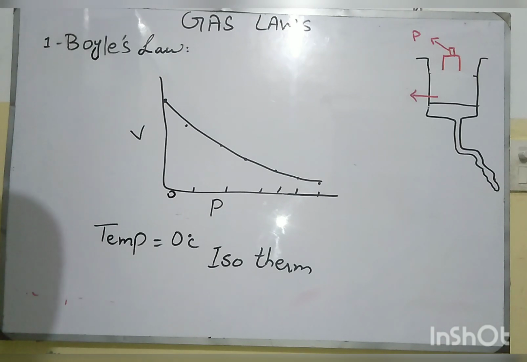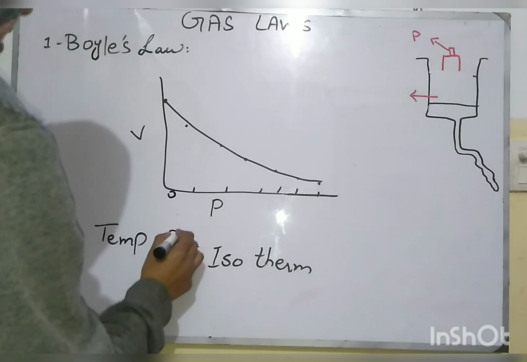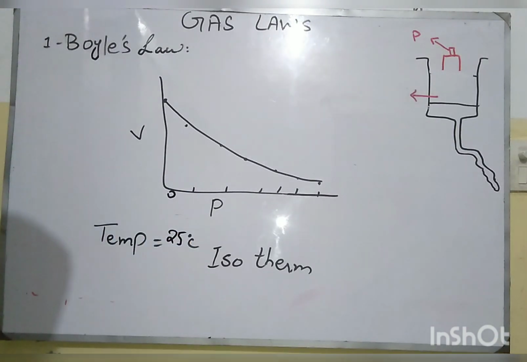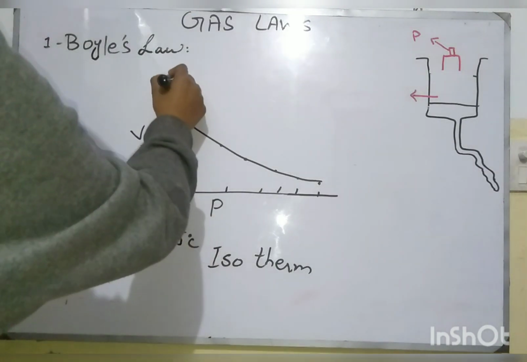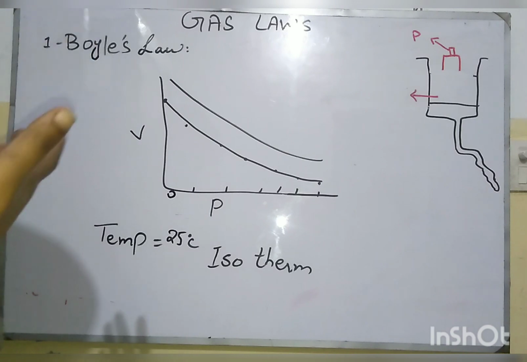Now if we increase the temperature from 0 degrees Celsius to 25 degrees Celsius, the same curve will appear at a higher position. Here the relationship between pressure and volume is the same, but due to the increased temperature, this curve will appear at a distant value.